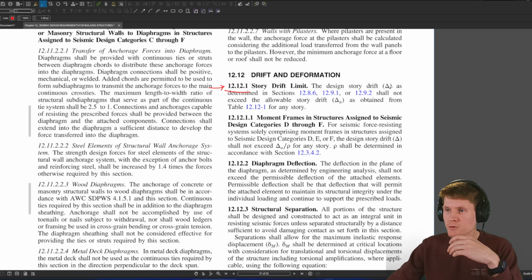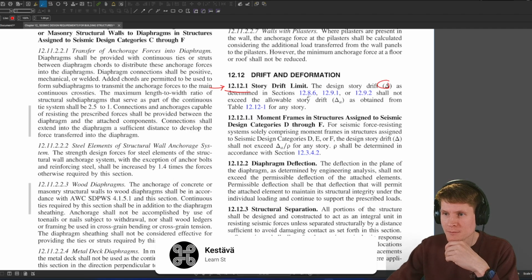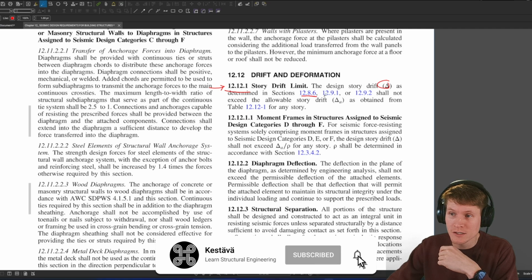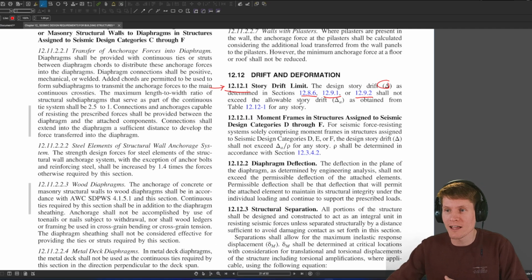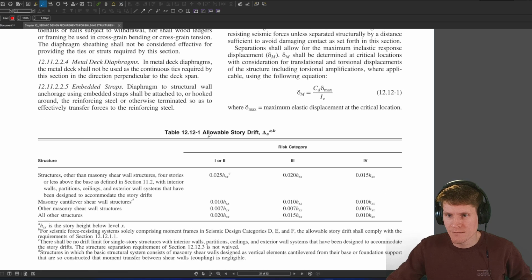The story design drift, delta, as determined in section 12.8.6, 12.9.1, or 12.9.2 shall not exceed the allowable story drift, delta sub A, as obtained from Table 12.12-1 for any story. Not that it asked for it here today, but the allowable story drift table is just down below here. It's one that you're going to use often in the professional field, but they didn't ask on this, so let's stay on subject.